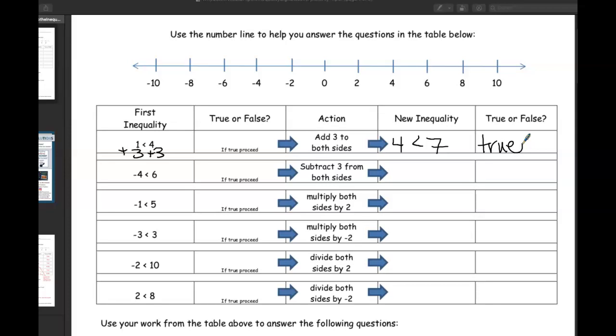So then the next one is negative 4 less than 6. Negative 4 is less than 6, right? Because here's negative 4, here's 6. Okay, so negative 4 is less than 6. If it's true, you proceed to this side. Subtract 3 from both sides. So I'm going to subtract 3 from here, subtract 3 from there. Negative 4 minus 3 is? Negative 7 is less than 3. Is negative 7 less than 3? So I'm going to write true.